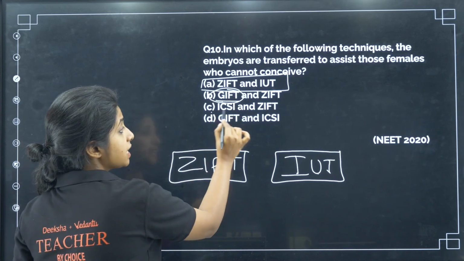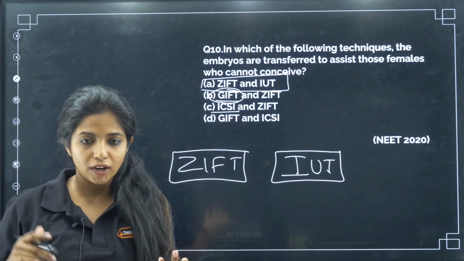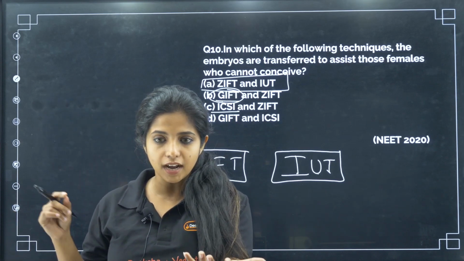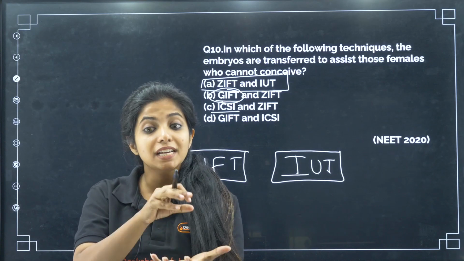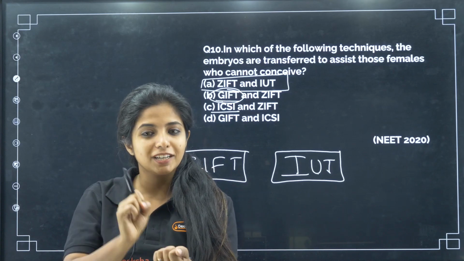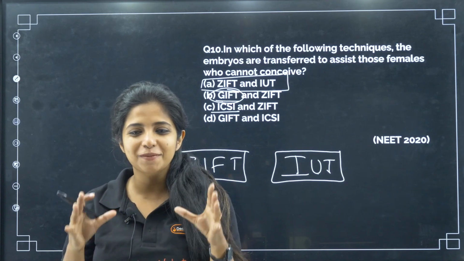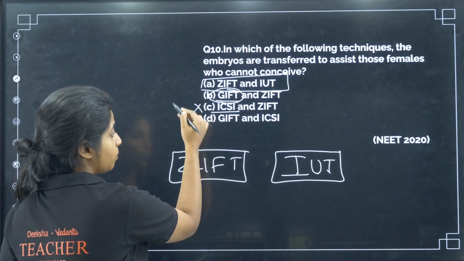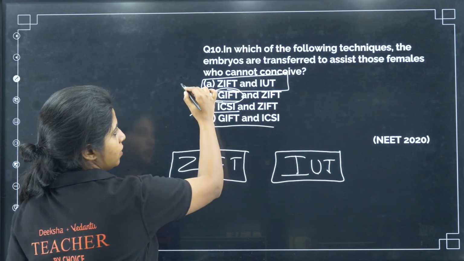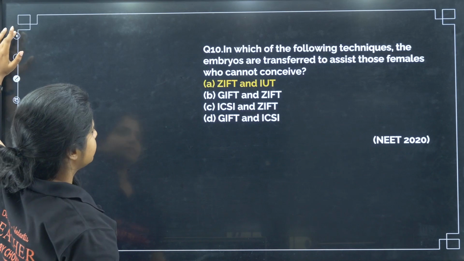So this is wrong. ICSI is intracytoplasmic sperm injection. Basically you have the egg cell, and you're inserting the sperm into that. This is known as intracytoplasmic. Inside the cytoplasm you are inserting the sperm, intracytoplasmic sperm injection. That is how you make the zygote up there. So that is also wrong. We are talking about embryo, right? And this option is also not there. So I'll say it's A. That is the only answer.